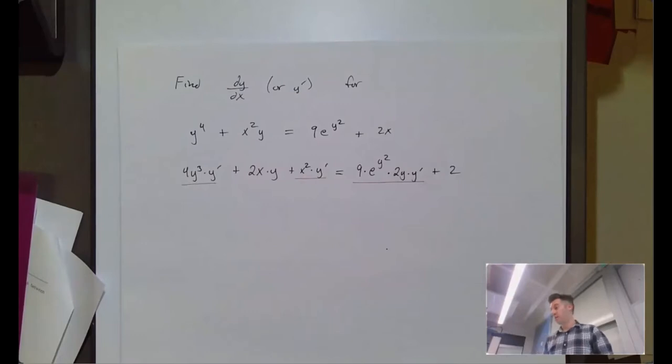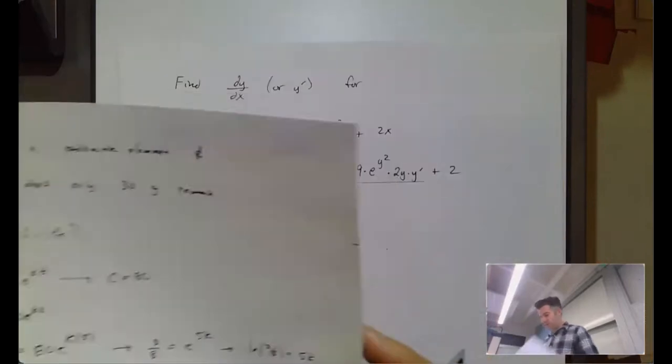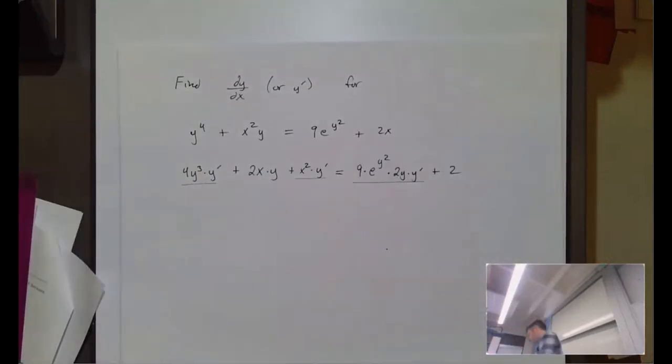And then I typically make a point of underlining or somehow noting all the terms that have a y prime. I should point out in the previous problem, sorry, how do I just make the papers disappear? It's like a magic skill.